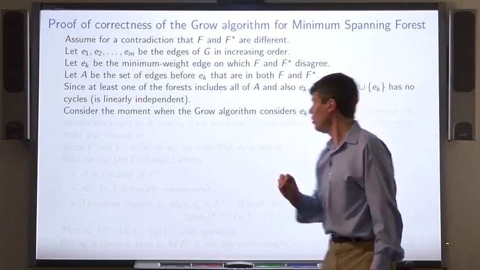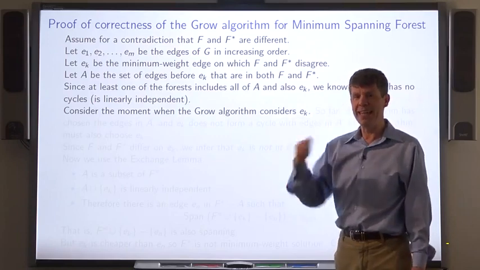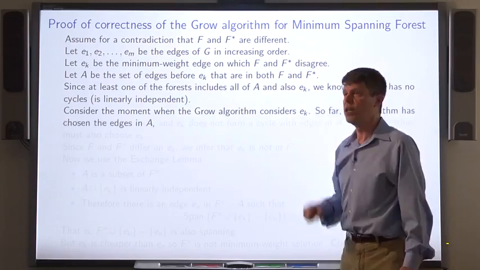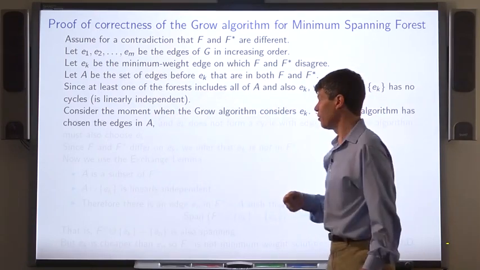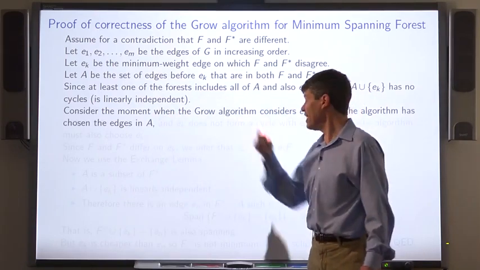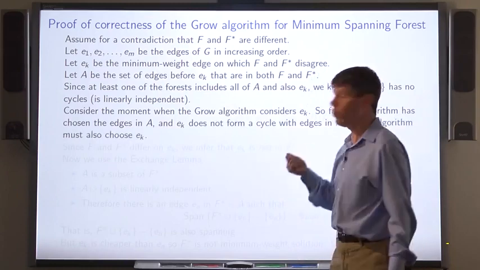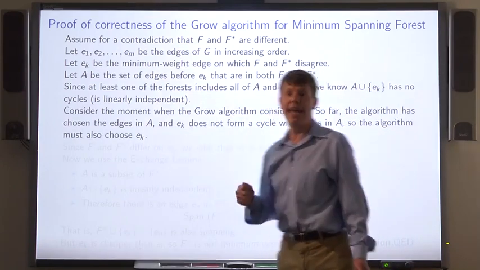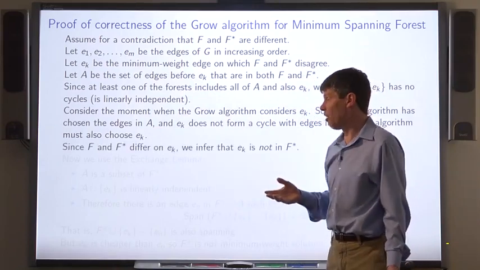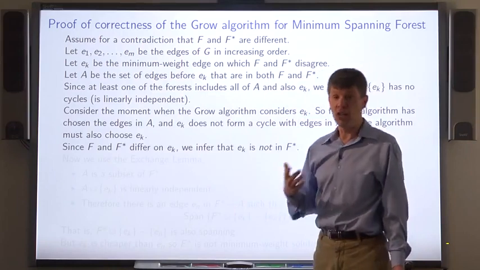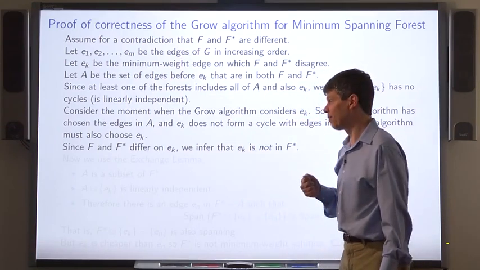Now consider the moment where the GROW algorithm is deciding whether to include EK in F or not. So far, the algorithm has chosen the edges in A to be included in its forest. Now, we already said that EK does not form a cycle with the edges in A, so the algorithm must choose EK to put in the forest F. Now, since F and F star differ on EK, it follows that F star does not contain the edge EK.